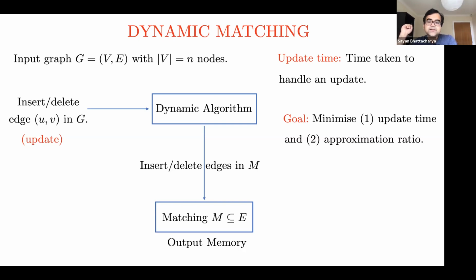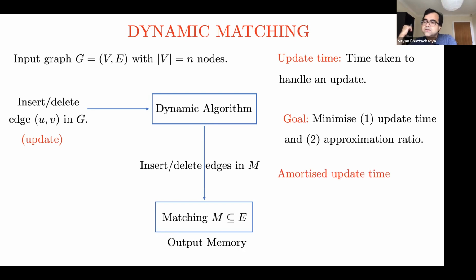And note that there is a trade-off between these two objectives. So for instance, if you don't care about the update time at all, you can always recompute from scratch after every update and you get an approximation ratio of 1. On the other hand, if you don't care about the approximation ratio, you can just maintain a single edge as a valid matching, and you can have very fast update time. So we want to minimize both these two quantities simultaneously.